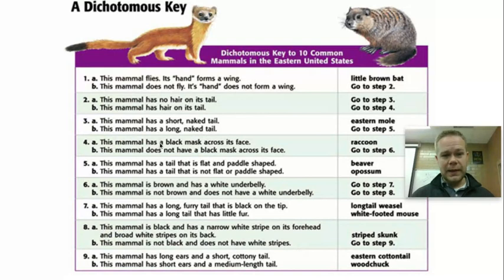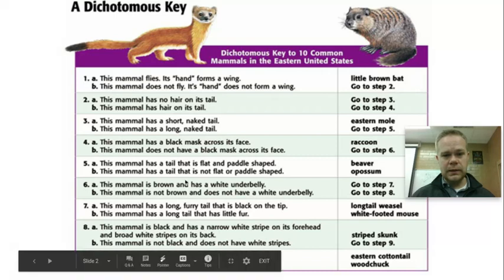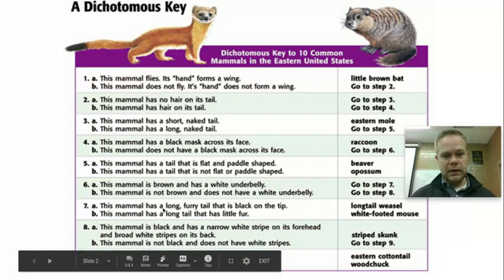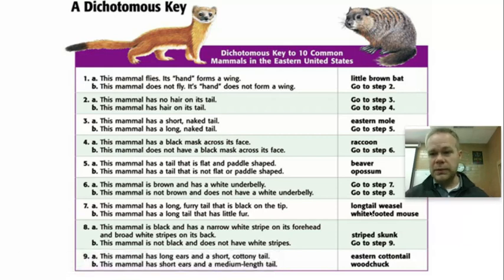This mammal has a black mask across its face. No, it does not have a black mask. So we go to step 6. Is he brown with a white underbelly? Yeah, I'd say that's true. So we go to 7. Does he have a long furry tail that is black on the tip? Yes. Oh, so that must be a long-tail weasel.